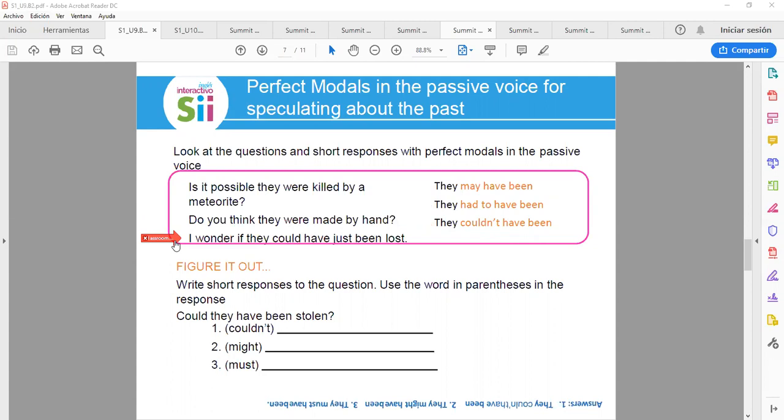Next one, I wonder if they could have just been lost. We could say that they have to have been lost. We can do different combinations about it depending on the certainty that we have about the events. Figure it out. Write short responses to the question. Use the word in parentheses in the response. Could they have been stolen?